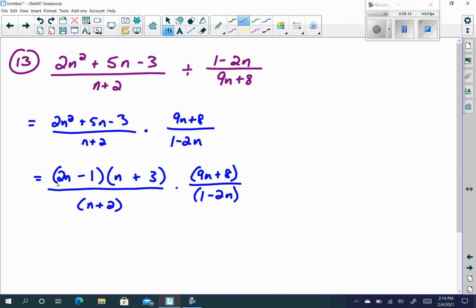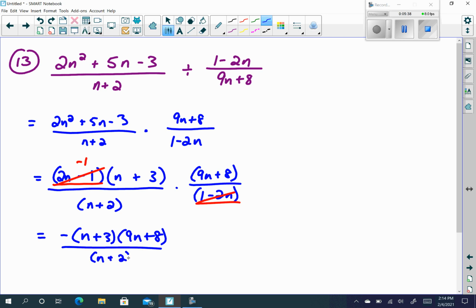So now if we take a look, we have a 2n minus 1 and a 1 minus 2n. They're not identical, so then the next question is, are they opposites? Yes, the 2n's positive here, it's negative here. The 1 is negative here, it's positive here. So as we divide opposites, we're left with a negative 1. So this is my final answer. I just have a negative sign in front. I've got the quantity n plus 3 times the quantity 9n plus 8 all over n plus 2.